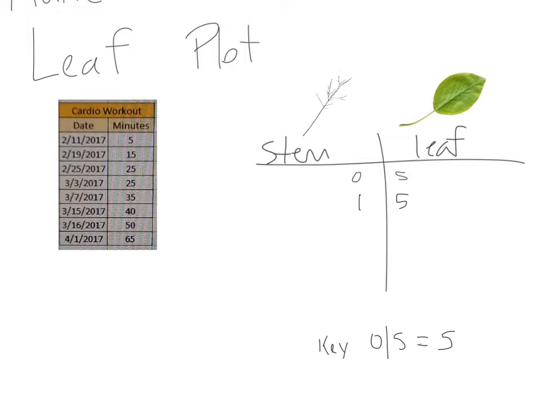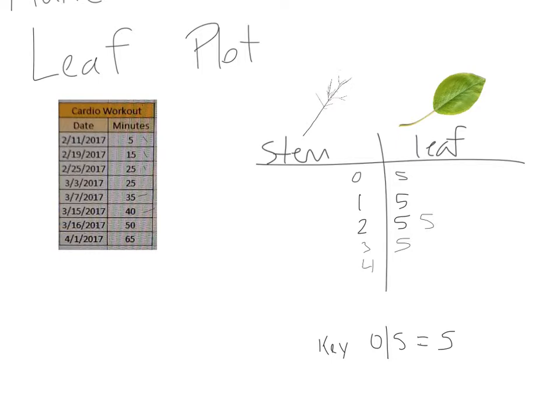25 would be next, so our stem is 2, our leaf is 5. Then we've got another 25. So how do we do that? This is when we use the same stem, but we do have to add another leaf. So we're still going to use the stem of 2, but now let's add a leaf of another 5. So we've done 1, 2, 3, 4. Now we're on to 35. New stem, new leaf.